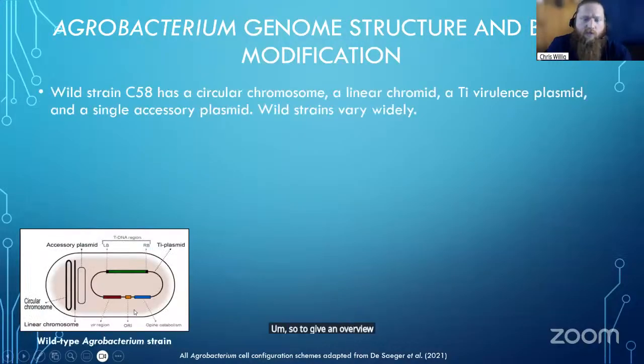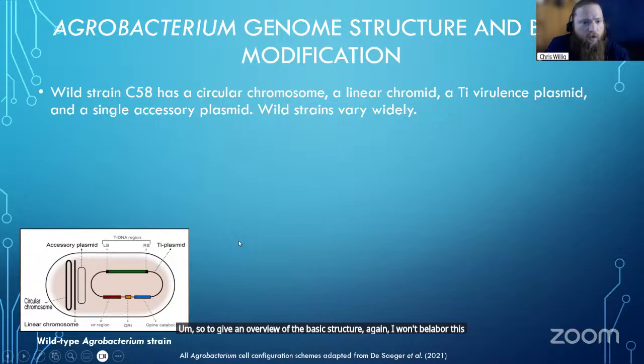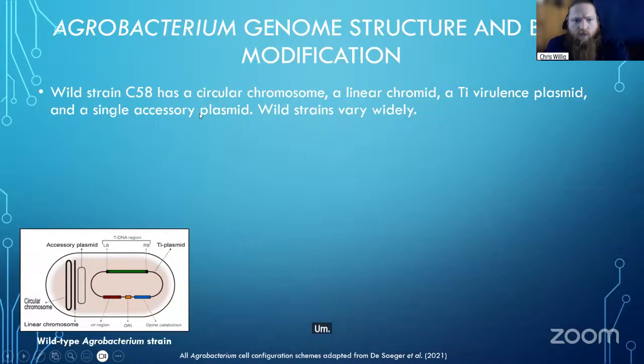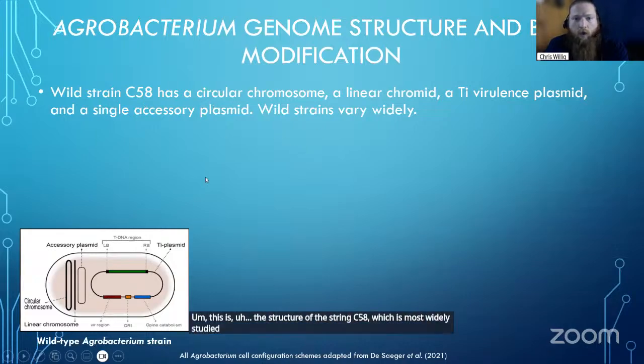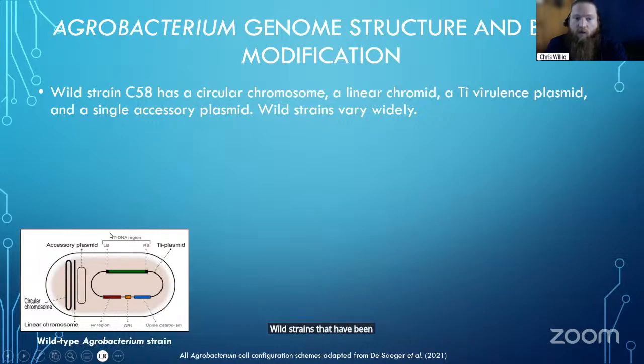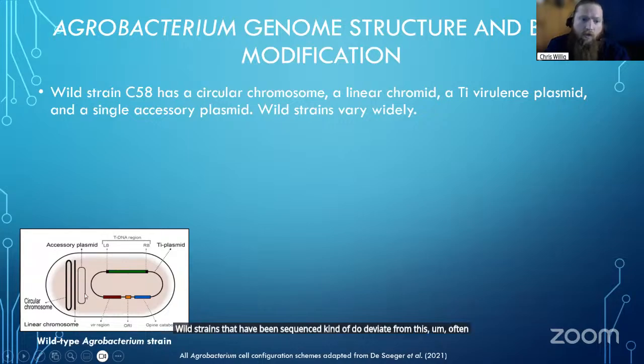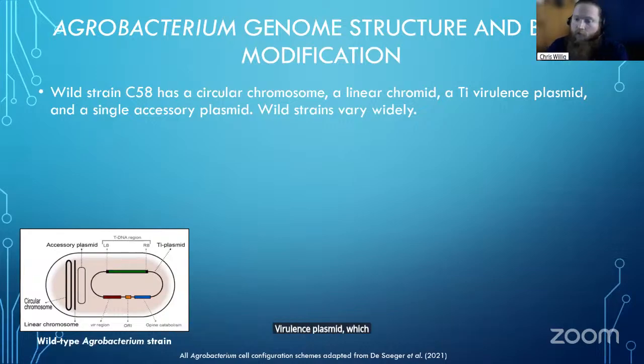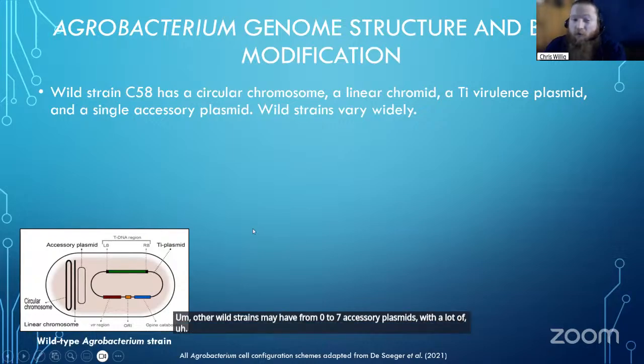So to give an overview of the basic structure, again, I won't belabor this because Keunsub went into it in depth. This is the structure of the strain C58, which is most widely studied. But I want to note that wild strains that have been sequenced do often deviate from this. So we have a circular chromosome, a linear chromosome, technically called a chromid, a single accessory plasmid, and then all pathogenic strains are going to have a virulence plasmid, which is either Ti or Ri that we name depending on the phenotype they induce. Other wild strains may have from 0 to 7 accessory plasmids with a lot of elements that we don't really know what they do.